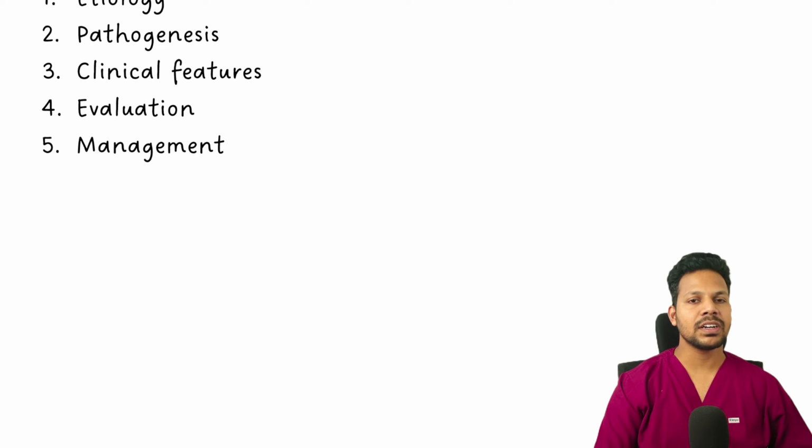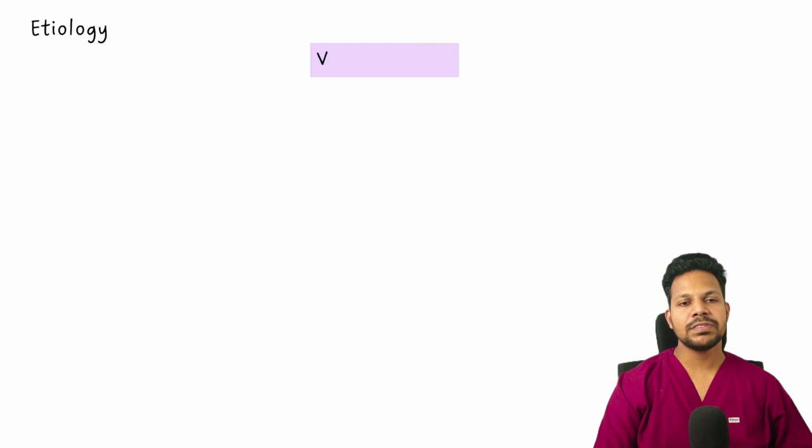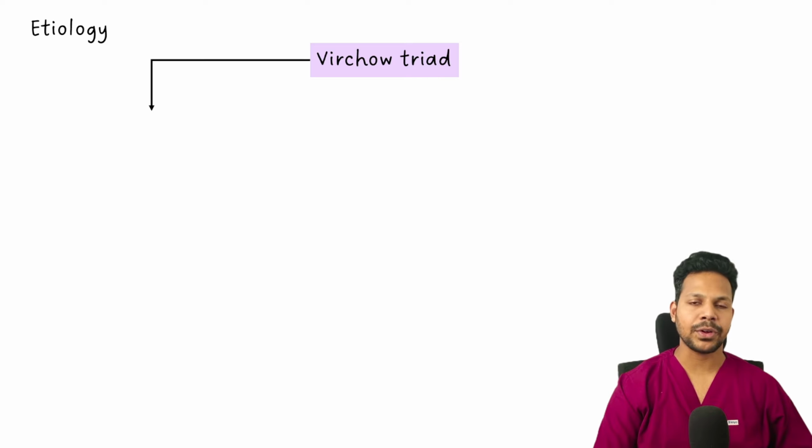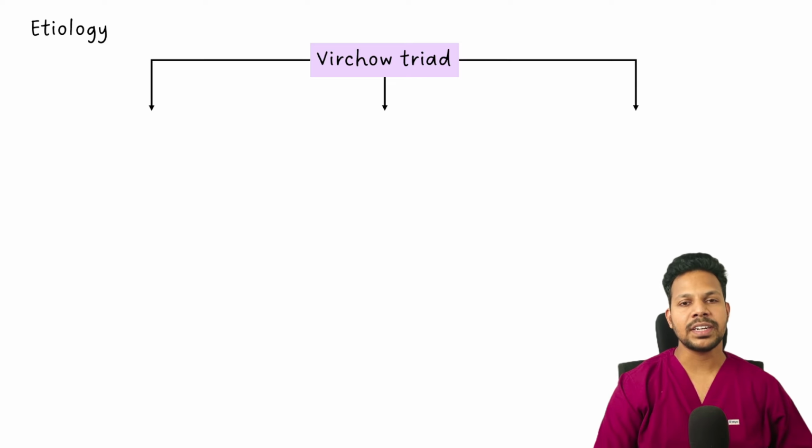Before we delve into the causes of pulmonary embolism, look at the Virchow triad. The Virchow triad is a triad of endothelial dysfunction, venous stasis, and hypercoagulability. Let's look at the causes under each heading.